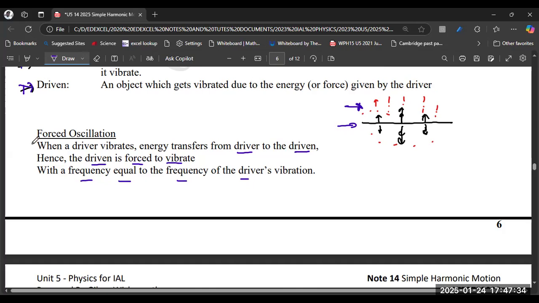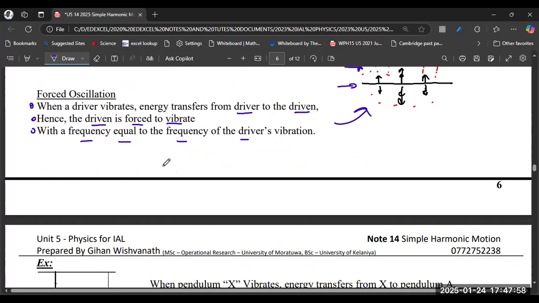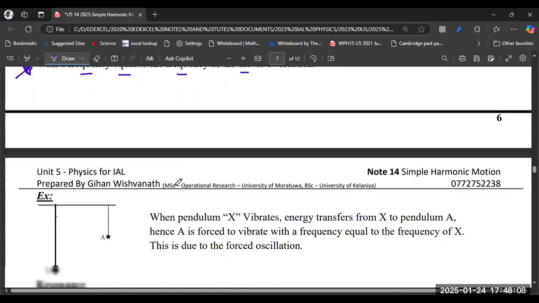I'll tell it again now. This is how commonly I can say. Now I'm converting it into a situation. When the string vibrates, energy transfers from the string to the air particles. Hence, the air particles are forced to vibrate with a frequency equal to the frequency of the string. This third point sometimes is not valid. An example like this.